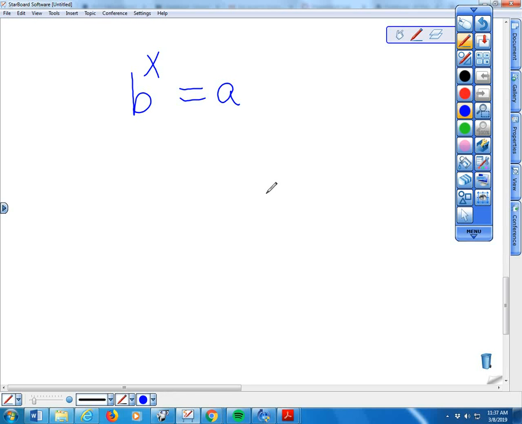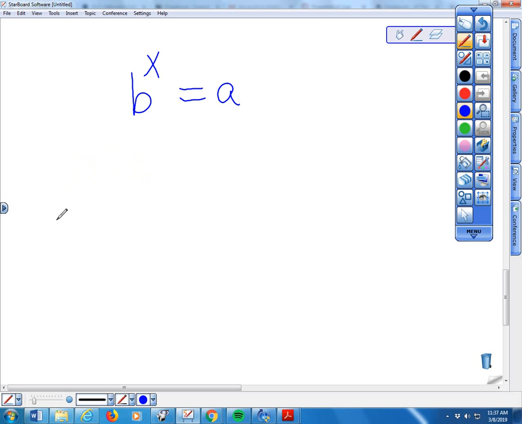Can't undo that x in the exponent. You know, if it's a equals b squared, well, I can just take the square root of both sides and solve for b. But there's no square root of x. I don't take the x root of something to solve for b. I can't undo the x in any way that we know of at this point.